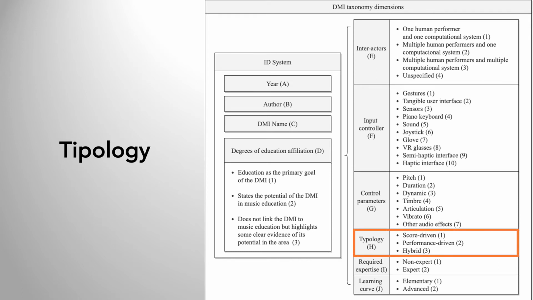DMI typology can be defined as either score-driven, performance-driven, or hybrid. Score-driven DMIs incorporate predefined compositional structures in the style of a score-following system. Performance-driven DMIs have no pre-built knowledge or compositional structure, and are related to music improvisation settings. Hybrid DMIs include the two previous strategies.